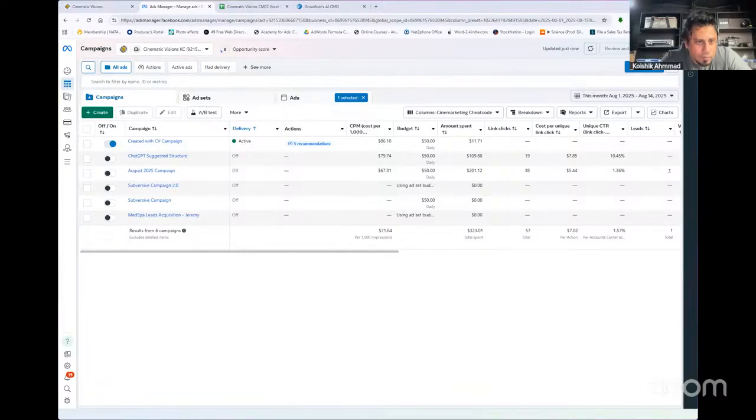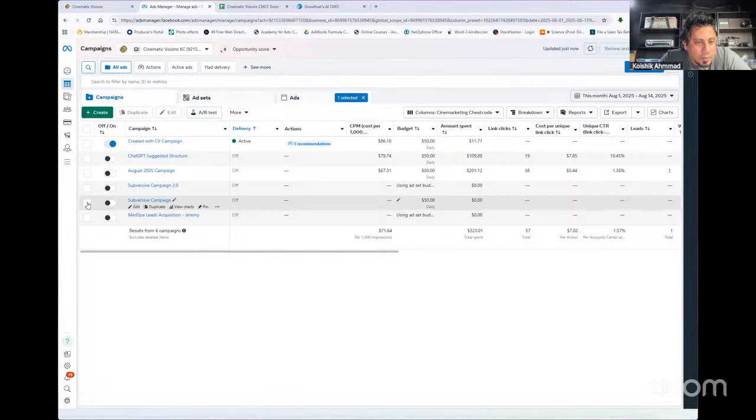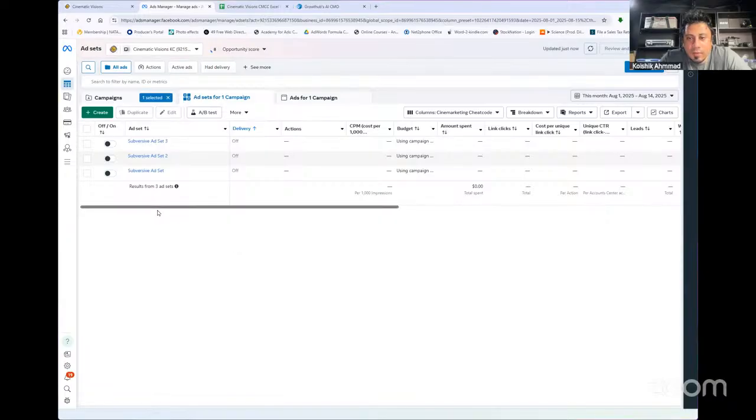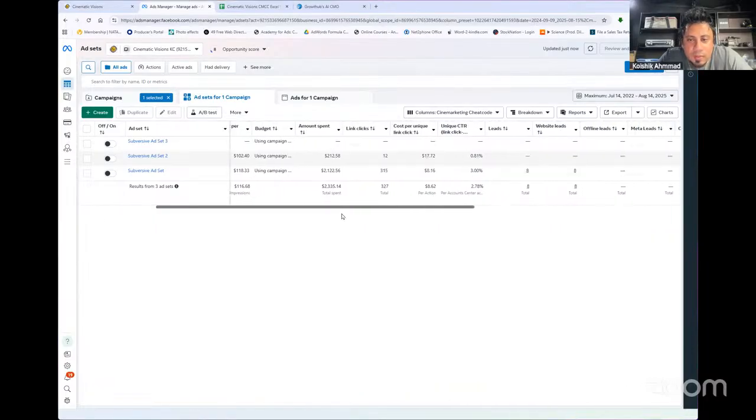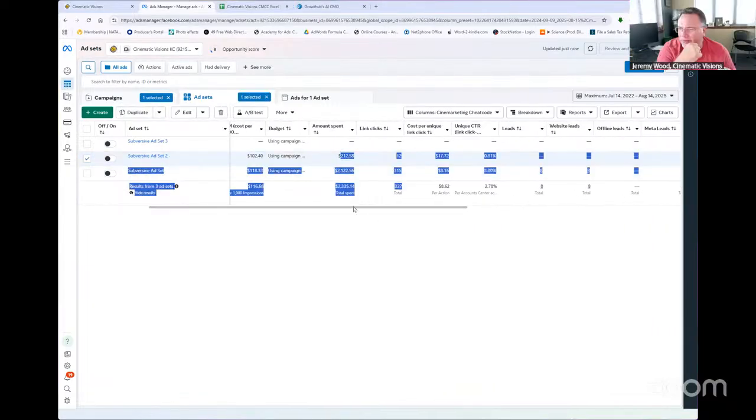That's okay. Okay, so campaign level. Which one are we? I want to see the original one. Okay, so this is the very first subversive campaign I ran. Okay, can you put a check mark next to it on the left? Yep. Okay, go and click on ad sets, and then filter by max. Okay. So scroll to where I can see the ad spend. Well, this is the amount spent right there. Okay. 2,300.